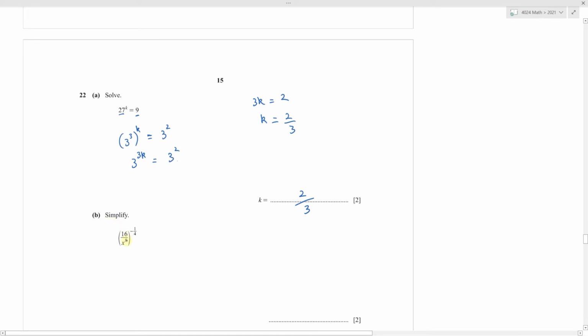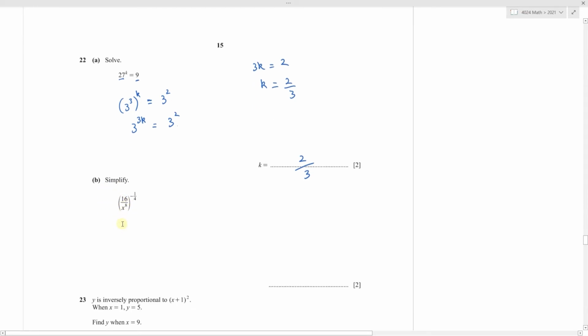Part B is simplify this expression. So I'll bring the power inside and it will be multiplied. So 16 power will become minus 1 over 4 and x power 8 multiplied by minus 1 over 4. So this will be 16 power minus 1 over 4, and 8 divided by 4: 4 ones are 4, 4 twos are 8. So this is x power minus 2.